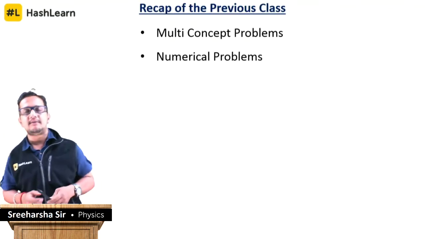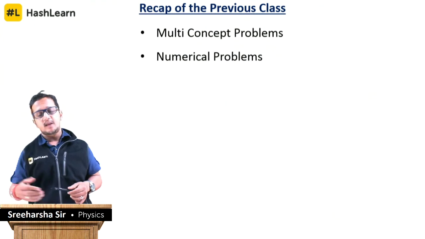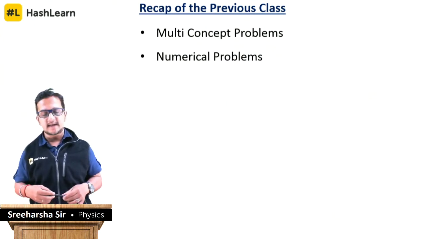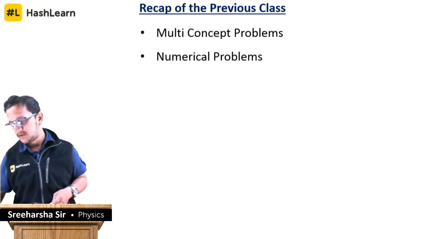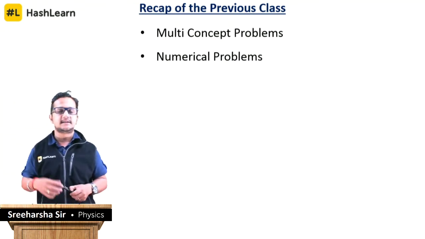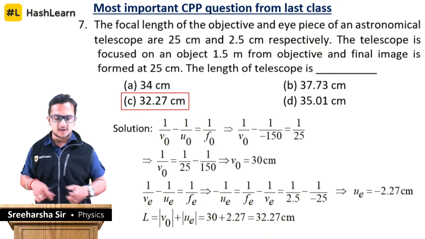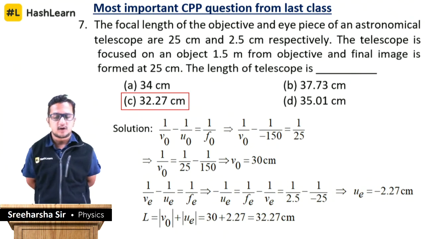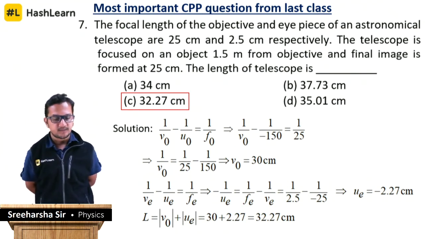Before we have the regular drill, in the previous class we dealt with multi-concept problems. We solved a few problems on ray optics, and some very interesting problems also. We also solved the match the following type questions. In that we have the most important CVP question over here. The focal lengths of the objective and the eyepiece of a telescope are 25 and 2.5 centimeters.